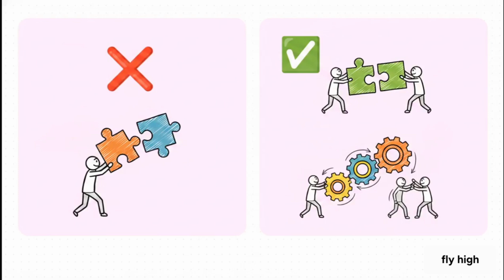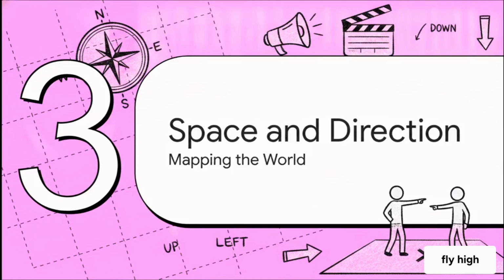So the correct sentence is he goes to school. On the flip side, if we had a plural subject like they, the plural verb is required. They go to school. Let's move to part 3, navigating space and direction.